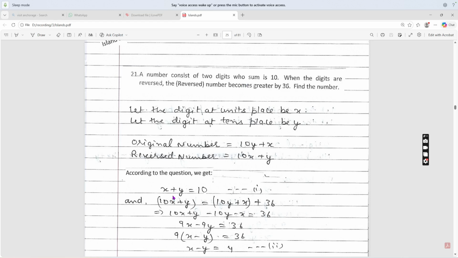So here we are going to do x plus y is equal to 10 because unit place plus tens place gives us 10. That is the condition given in the first line.